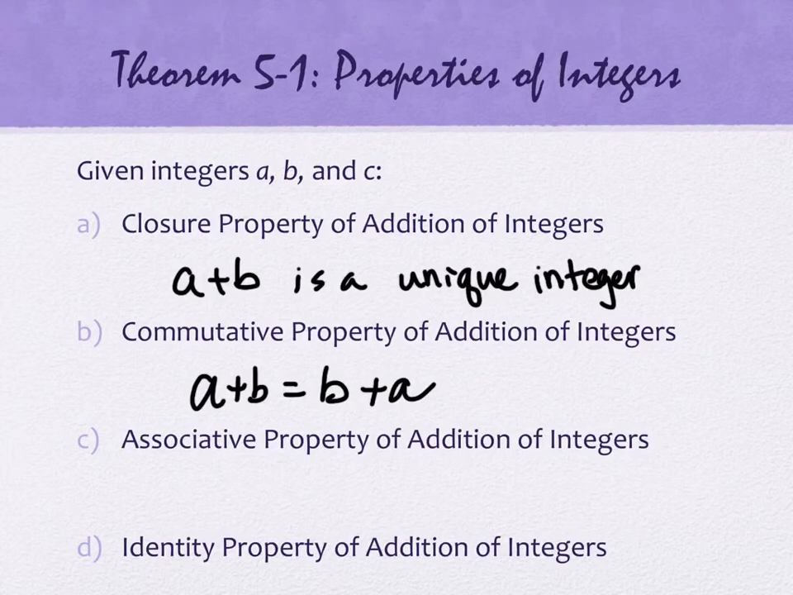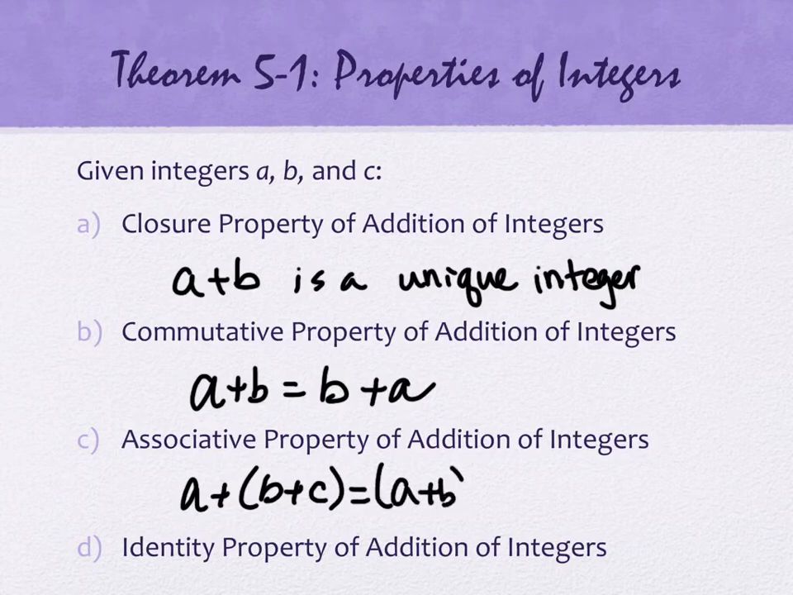Associative means you're using 3 symbols. So I have A plus B plus C. Let's try that again. Equals A plus B plus C. Again, the association, the order of me associating items together doesn't make any difference.